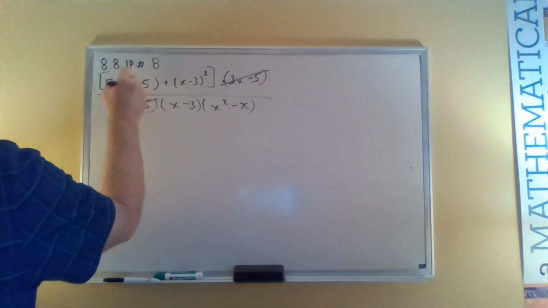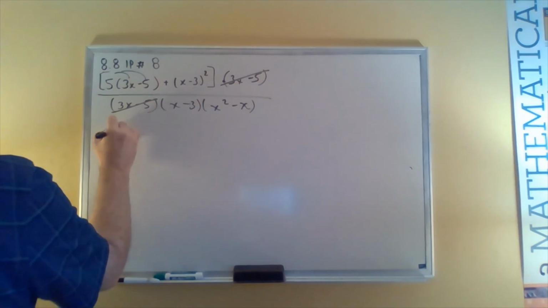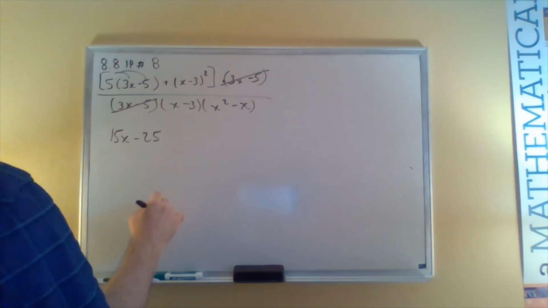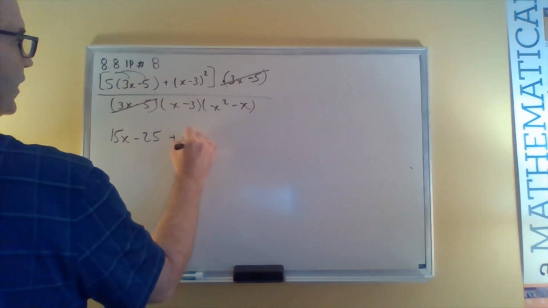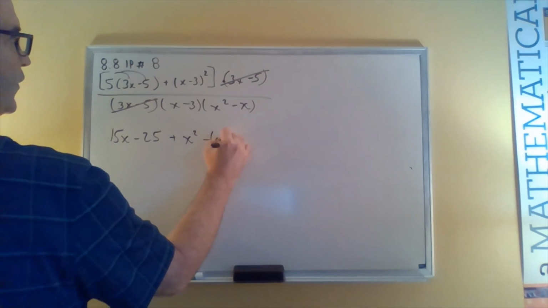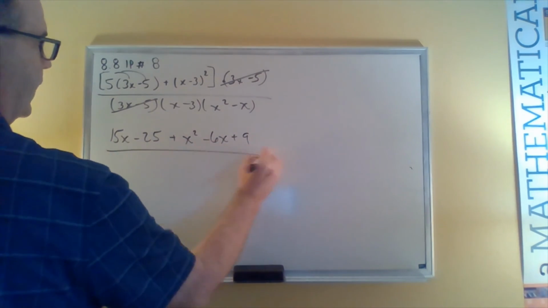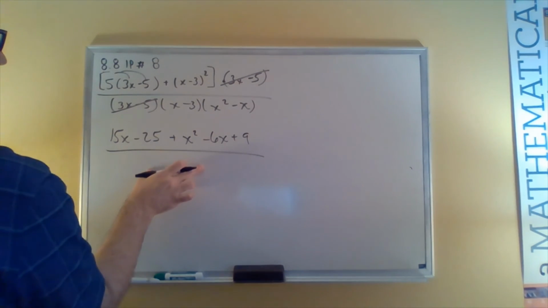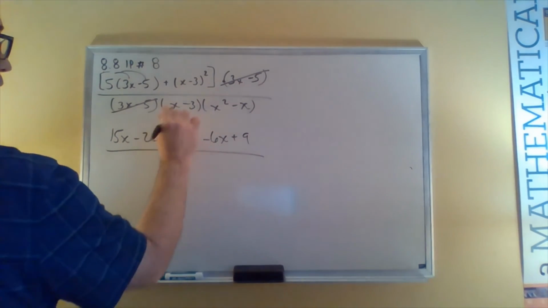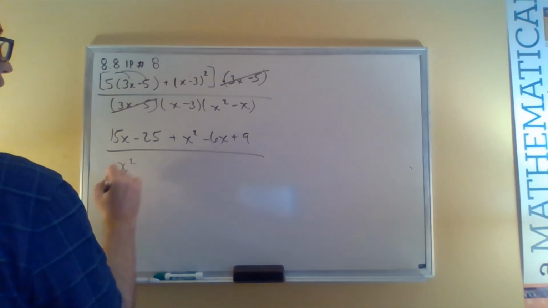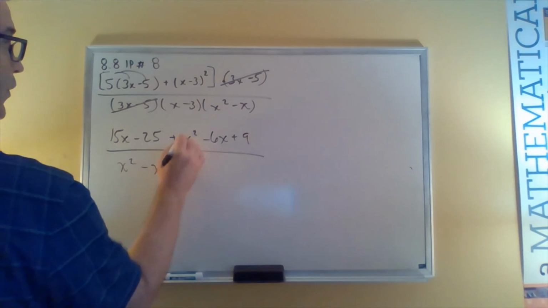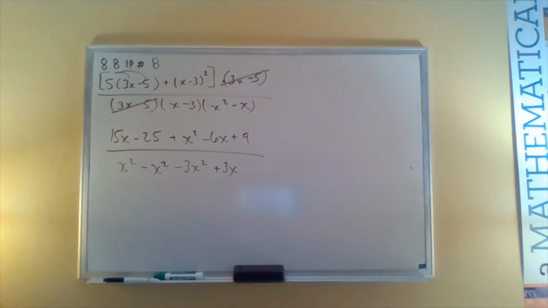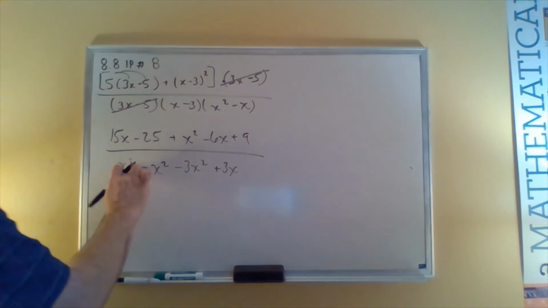So if I carry that 5 through the parentheses here, I'll get 15x minus 25. I'm going to go ahead and FOIL my x minus 3, so I'm going to get x squared minus 6x plus 9. So again, if you need to revisit foiling, go back to that lesson. And down here, if I FOIL this one, I will have x cubed minus x squared minus 3x squared plus 3x. Should have been x cubed.